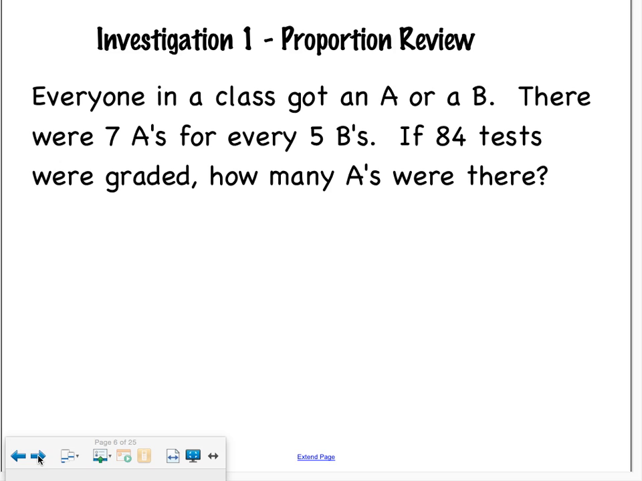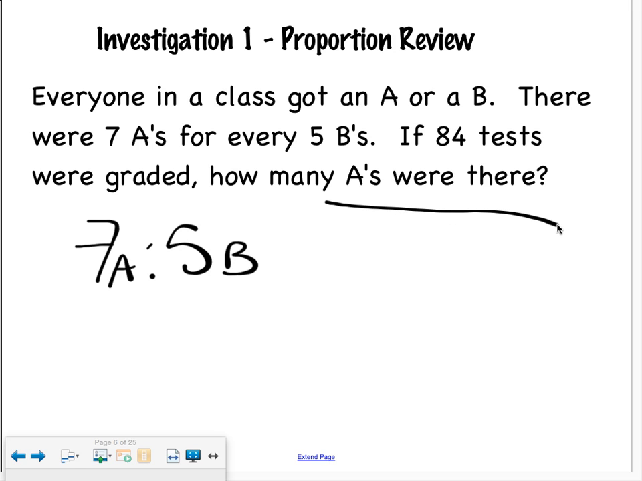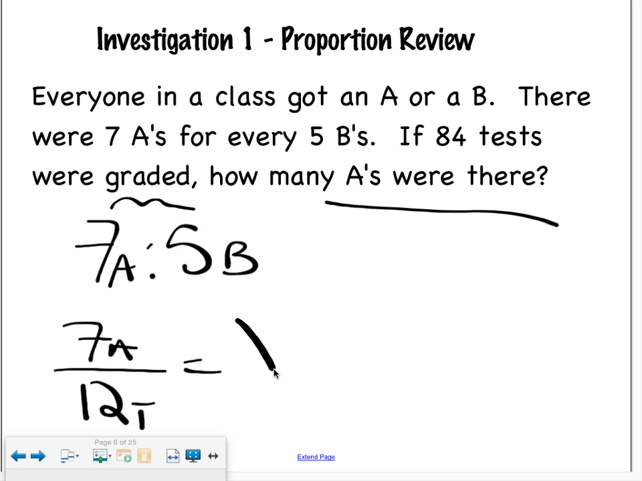Okay, moving on, for this one, everyone in the class got an A or a B, and we know that there are 7 A's for every 5 B's, and 84 tests total. They want to know how many A's there were. We know the total amount of tests, so we want to set it up as 7 A's over 12 total equals X number of A's over the 84 total tests.